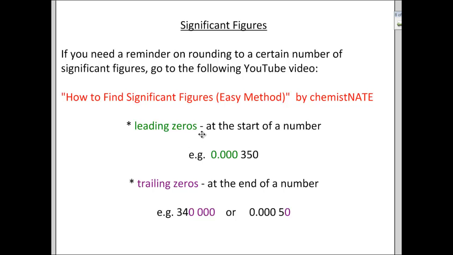One, he talks about leading zeros. This means that they're at the start of a number. I've highlighted those green here. They would be what he calls leading zeros. The other one is trailing zeros. These would be at the end of a number. Down here in purple I've highlighted what would be trailing zeros in his videos. So just so you're aware of that, and if you wanted to go and have a watch of that video, and then you can start your work.